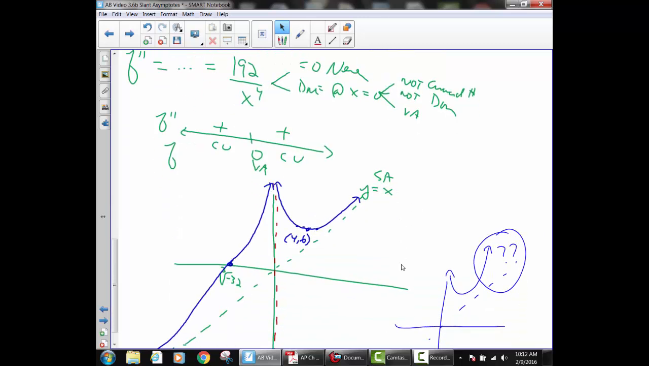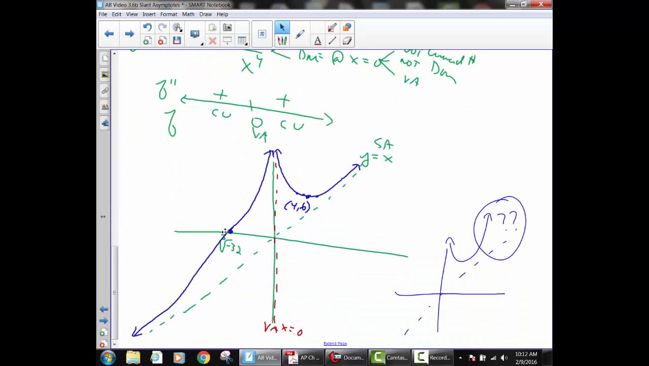Now the trick is to put everything together. So here's our one and only x-intercept. Here's our vertical asymptote. Here's our slant asymptote. I know that on either side, I know the graph is concave up the whole time. I know there's a relative min at 4, 6. It decreases and increases and is concave up.